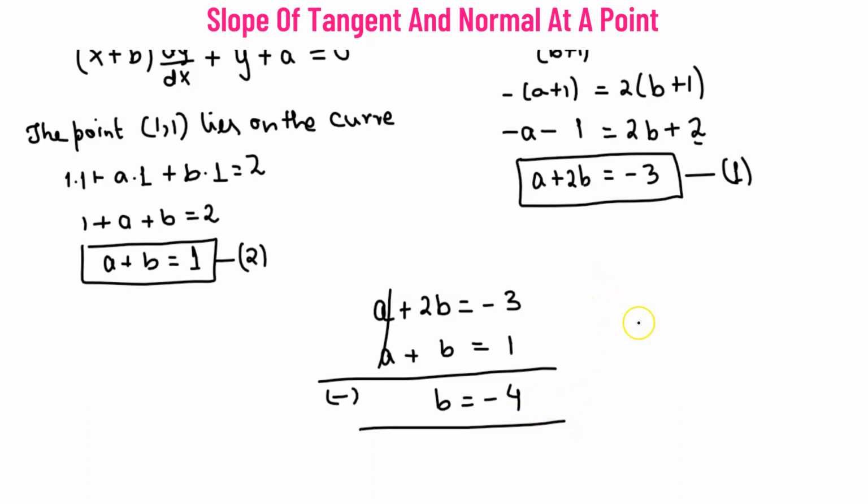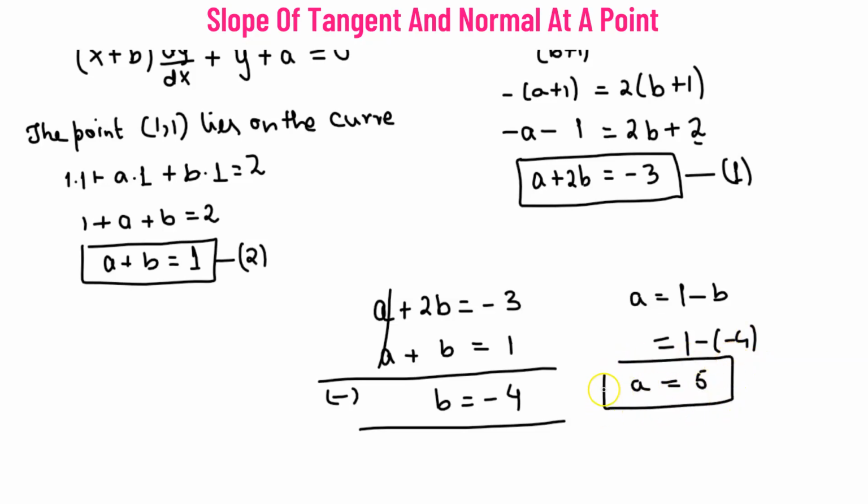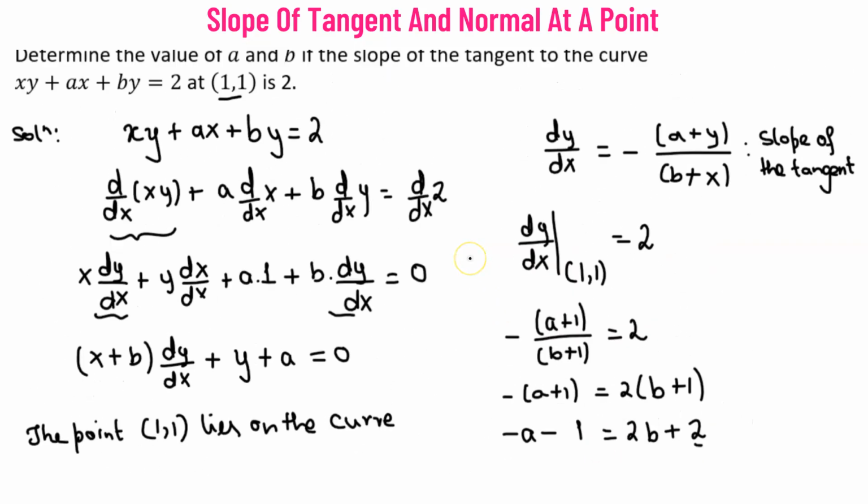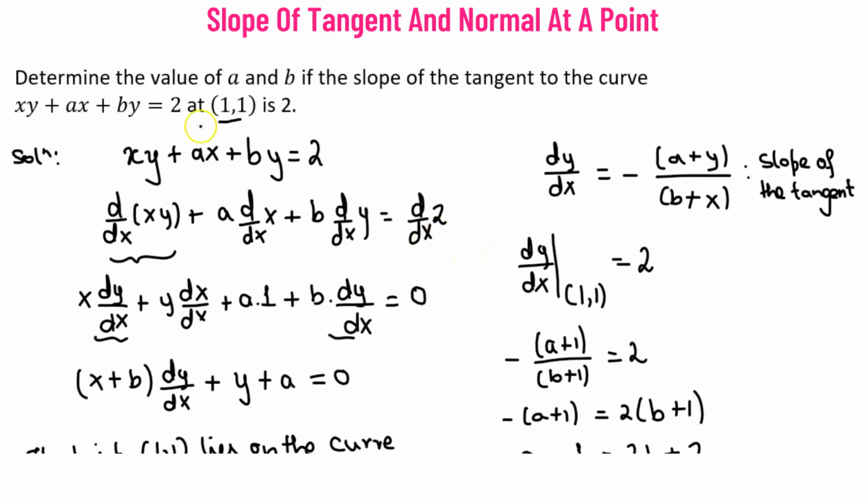Now let's use equation number 1. From equation 1, we have a equals 1 minus b. So we have 1 minus negative 4, so that becomes positive 4. So we have a equals 5. So these are the two values of a and b: a will be 5 and b will be negative 4. And for this particular case, the slope of the tangent to the curve at the point (1, 1) will be equal to 2.